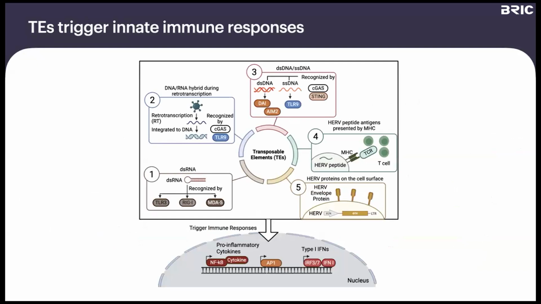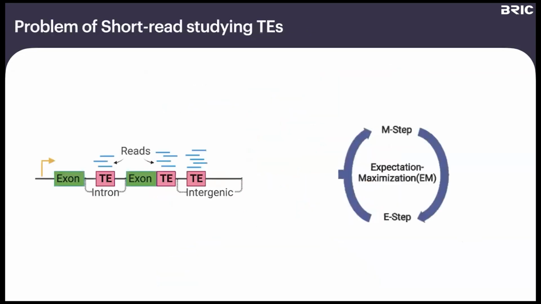Acknowledging all these different roles of TEs, we then looked at the meaning of having products from the TE. Those products generated by the reactivated TE can be further recognized by the innate immune response, and we call this viral mimicry. Sometimes some TEs can even produce a peptide or envelope protein, which can be further recognized by T cells or B cells. So with this importance of TEs in cancer, we aim to quantify TEs in cancer samples.